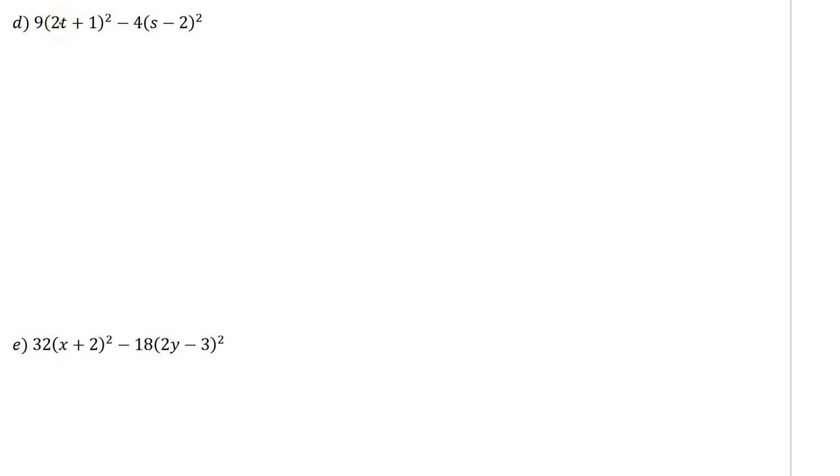We have a coefficient in front of a variable that we would love to substitute for. So should I say p and q? So let p equal 2t plus 1, and let q equal s minus 2.